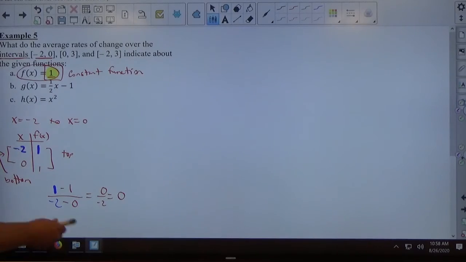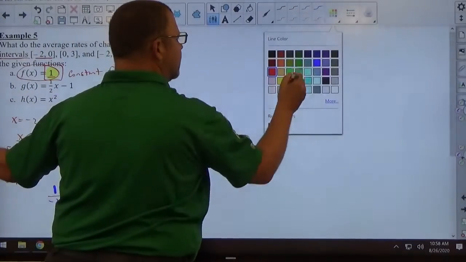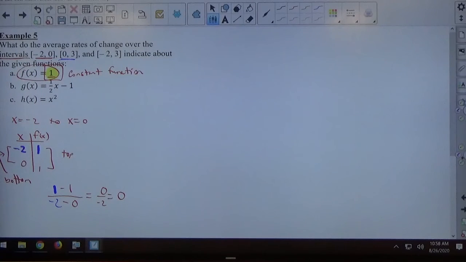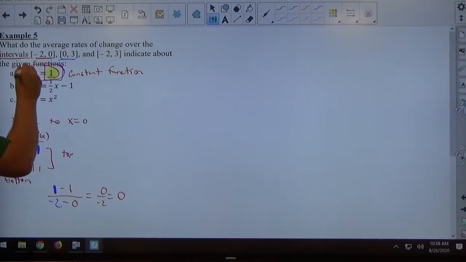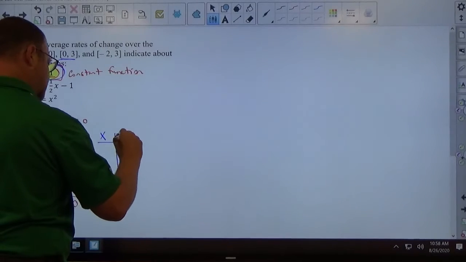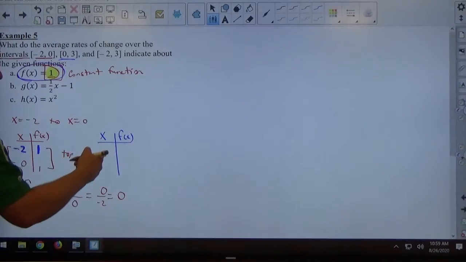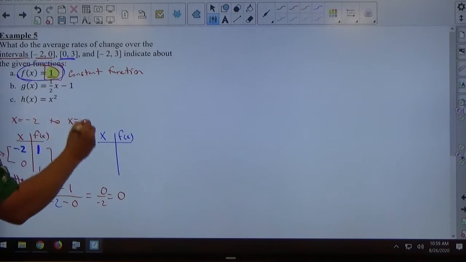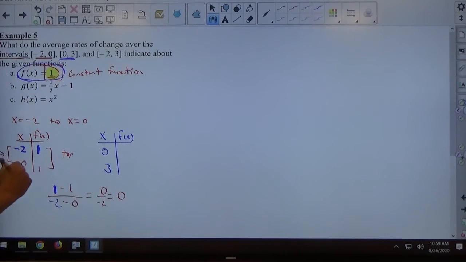Continuing on, I'm going to go with the second interval, same function here. So 0, 3 is my second interval, right? So I'm still using this function here, still a constant function. I'm going to put x, f of x. What two numbers am I going to put in the x column? 0 and 3, right? The numbers in our interval. So x equals 0 to x equals 3. f of x equals 1, constant function. So that means the answer is 1 no matter what x equals.